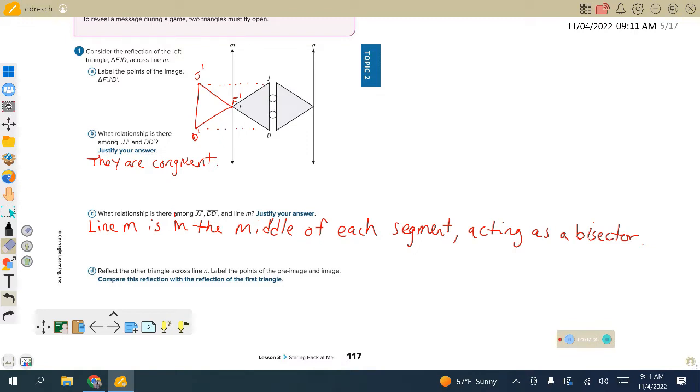Reflect the other triangle across line N and create yourself some points. I don't care how you want to name them. Name the pre-image points and name the image points correctly. We did JFD, so just go maybe simple and say ABC or XYZ. Those are kind of our go-to ones. Do a reflection then, and since I don't have a coordinate grid system, that's where I rely on my patty paper. So if I'm doing some type of transformation that's not on the coordinate grid, I'm sure I'm using my patty paper.